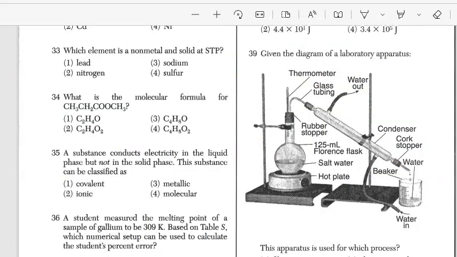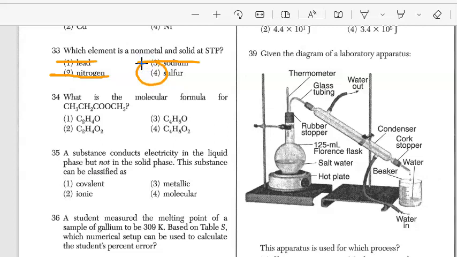So for question 33, which element is a nonmetal and a solid at standard temperature and pressure? Lead is a metal. Nitrogen, oh, wait a minute, that is a nonmetal, but the problem is nitrogen is a gas. Sodium is a metal. Your only answer here is sulfur. If you want to double check the location on the periodic table, go for it.